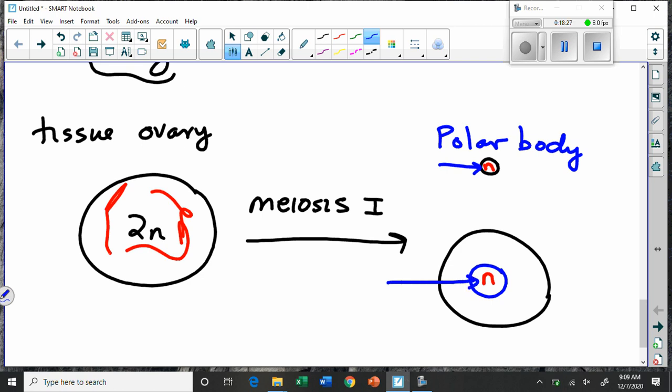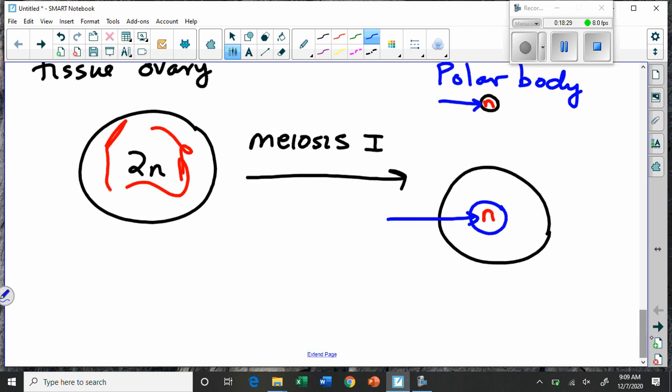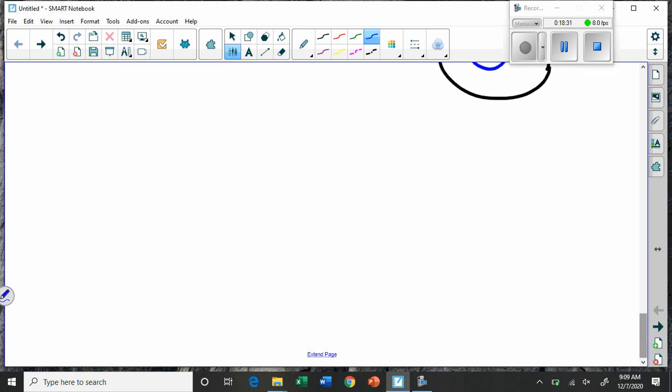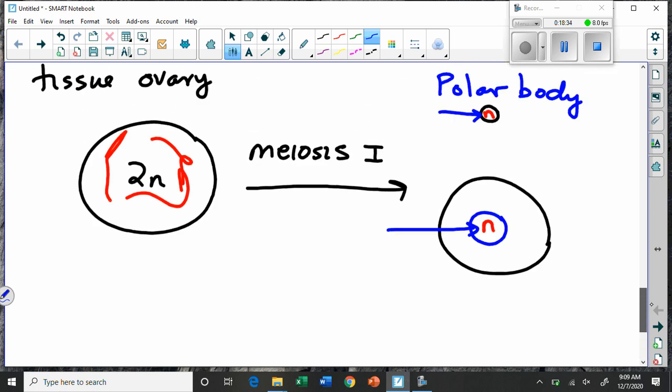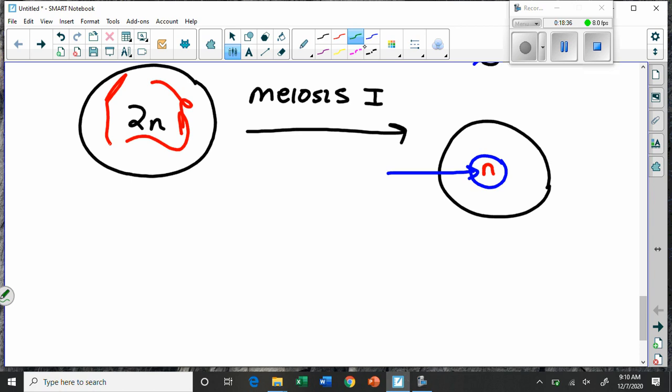And only one of them gets to go on to meiosis II. And so only this one on the bottom will continue to meiosis II. And the meiosis II part is really just like a kind of mitosis, isn't it? It's basically a regular mitosis step. And so meiosis II usually happens after the cell has been fertilized by a sperm cell.